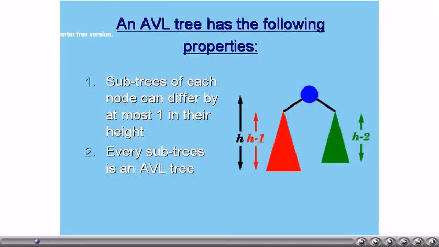For example, consider the following figure. We have a node with left subtree height h minus 1 and right subtree height h minus 2. The height of the node is h. The difference between these left and right subtrees is 1. Like this, every node has to have that property. Then only it can be called as the AVL tree. At any point, the left subtree and right subtree difference should be at most 1.